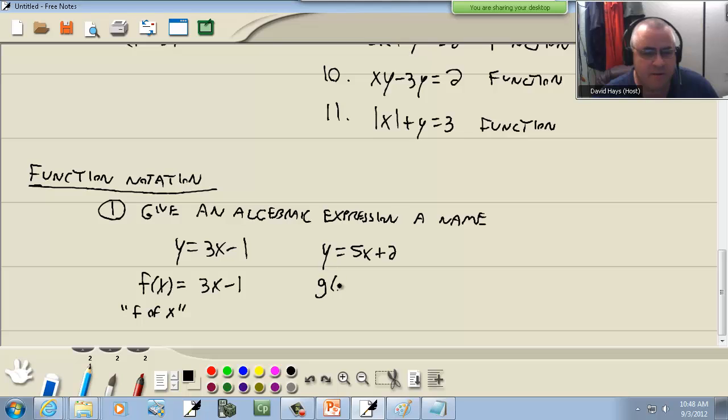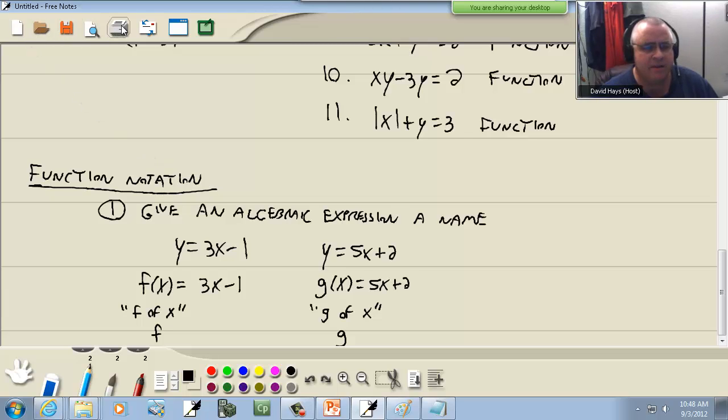And this one we could call g of x. Now it's not g times x, that's just notation. And again, that's read as g of x. Now we get even lazier. Having given it a name, we'll oftentimes just refer to this as f, or refer to this as g. So that's its first purpose, give it a name.